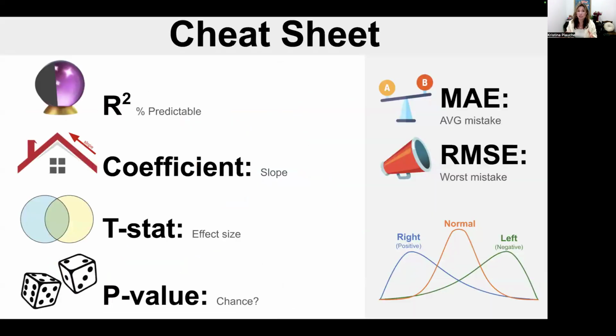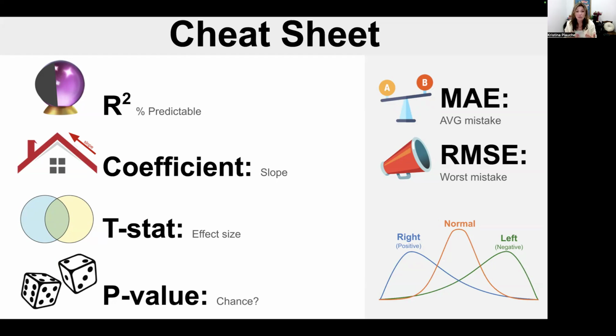Okay, so this is my cheat sheet. These are the images and words I visualize in order to keep all this straight in my head. So it's just a quick review. R squared is the percent that I can see through the crystal ball. It's how good the model is at predicting. The coefficient is the slope of the roof. For every 1 unit of feature, the label moves 1 unit. T-stat is the effect size. It's the overlapping area in my Venn diagram. P-value is the percent that this is chance. I want it to be as close to 0 as possible.